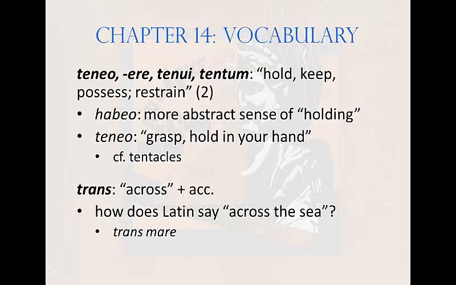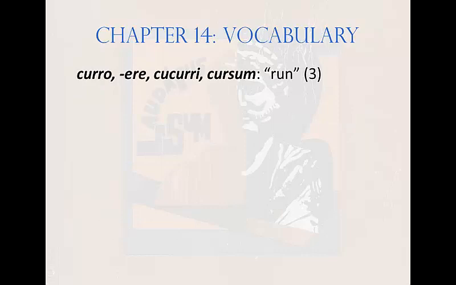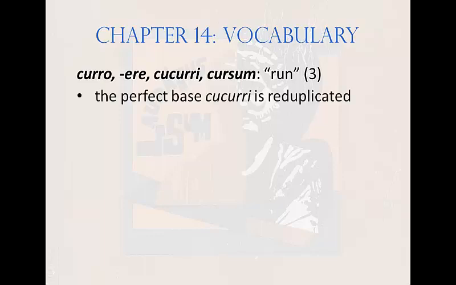The last two items on this vocabulary list are verbs, both very important ones too. Yes, Latin does in fact have unimportant verbs, and when we get to one, I'll let you know. The first of this final verb pair is curro currere, cucurri cursum, meaning run. It's a third conjugation verb. Note it's perfect active. Cucurri, it reduplicates.